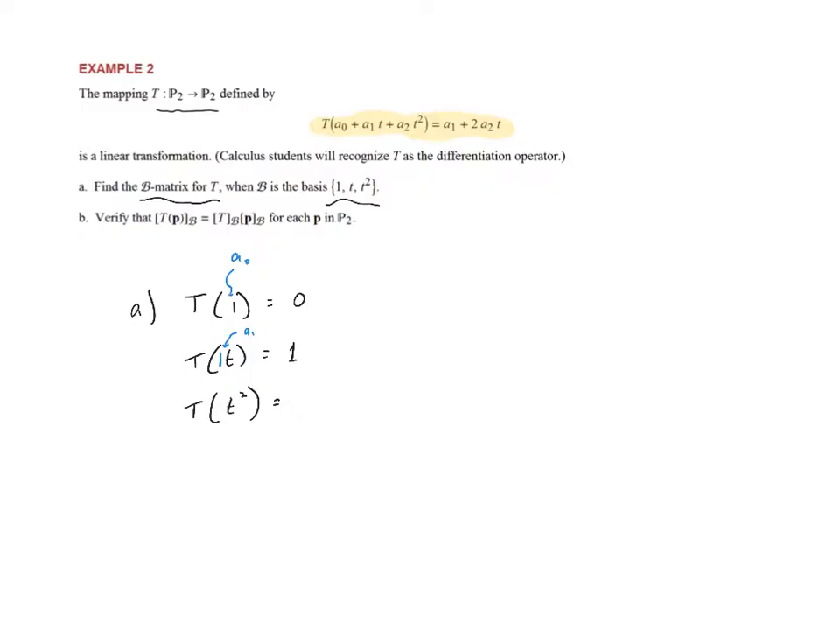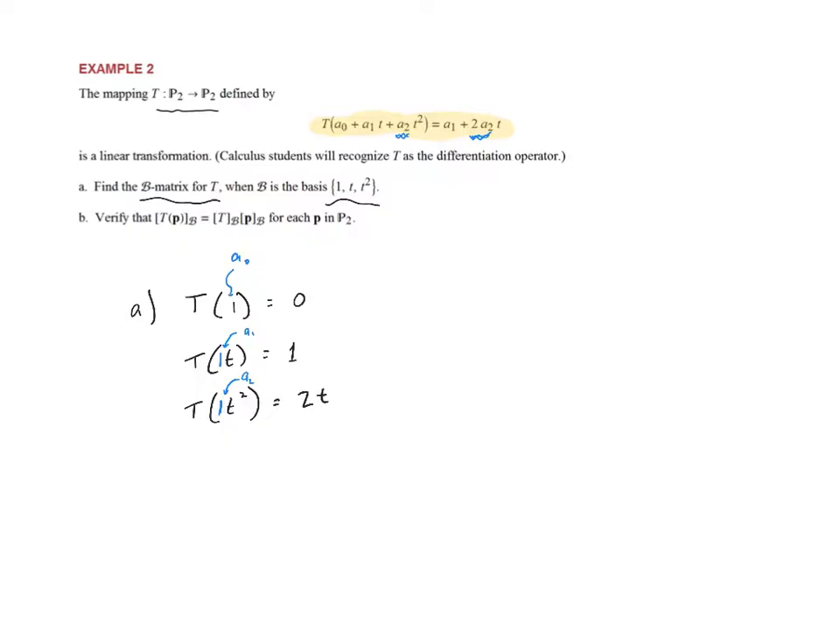All right, now let's see if we can do the last one. T of t squared. If I transform my third basis vector, t squared, the number in front of t squared, its coefficient, is 1. That represents the a2 up above, this a2 right there. And if you look on the right-hand side, there's a 2a2t. So my transformed basis vector is 2t.